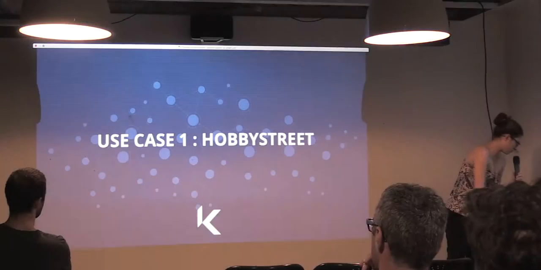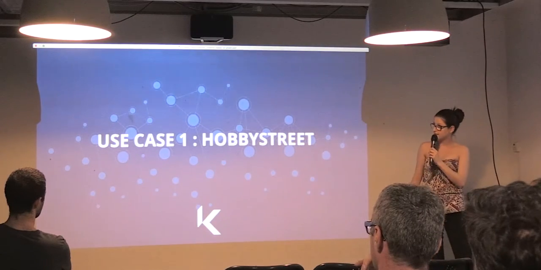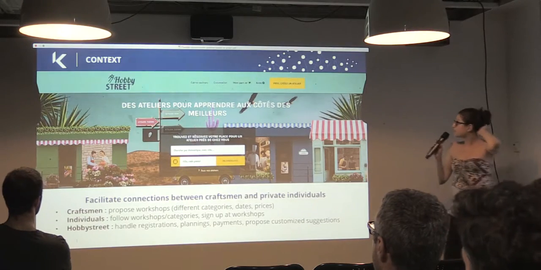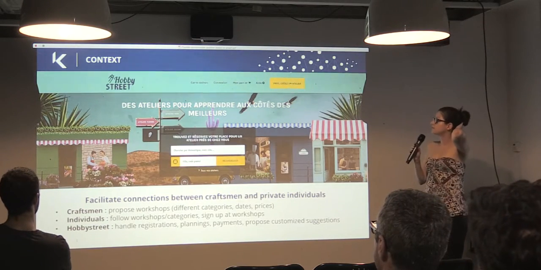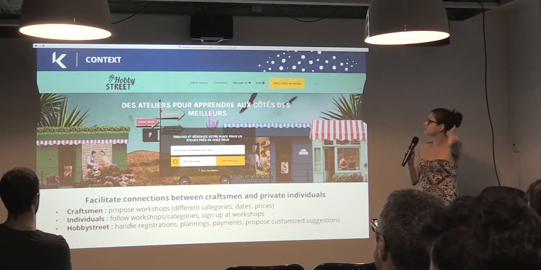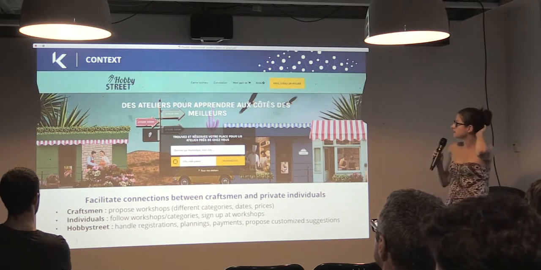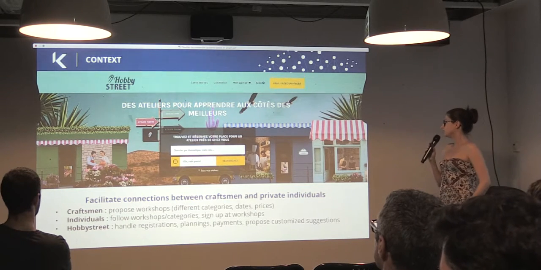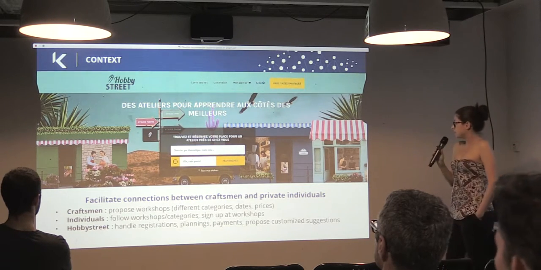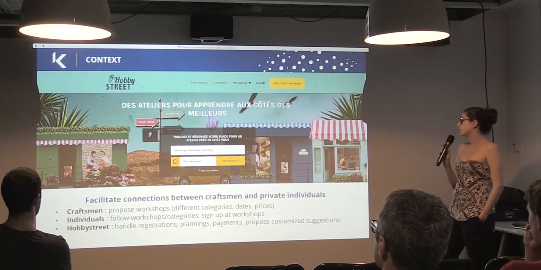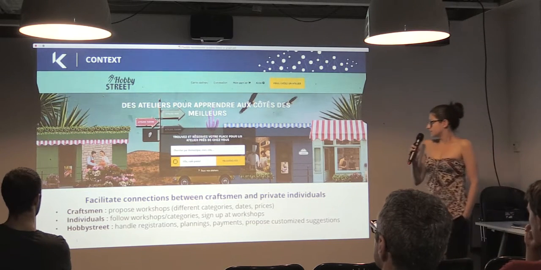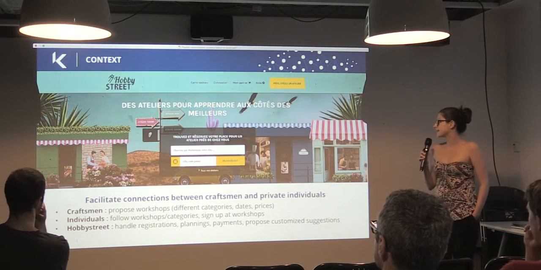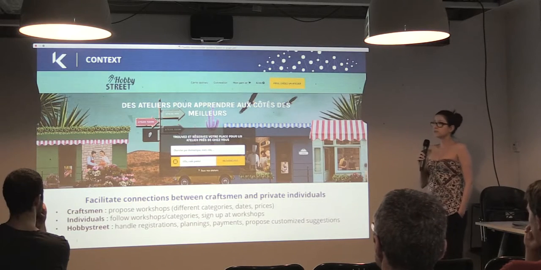So to be a bit more concrete, I will show you an example. We built a recommender system for a website that was developed by our digital factory. The website is Hobby Street. The aim is to facilitate connections between craftsmen who propose workshops and private individuals who sign up at these workshops. On the craftsman side, they propose workshops and they can link those workshops to different categories.